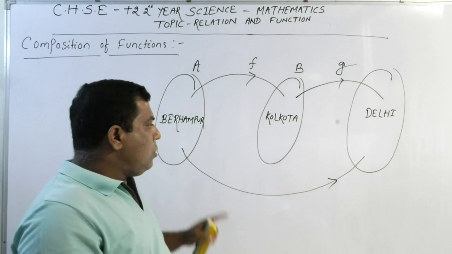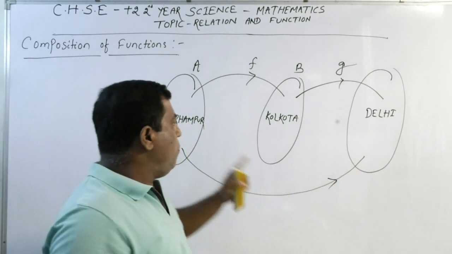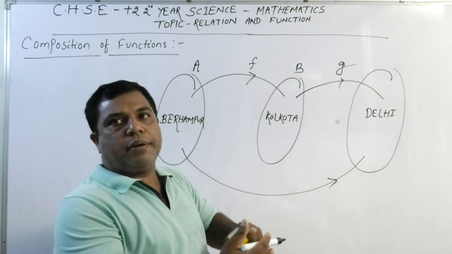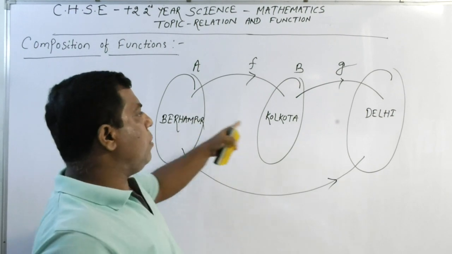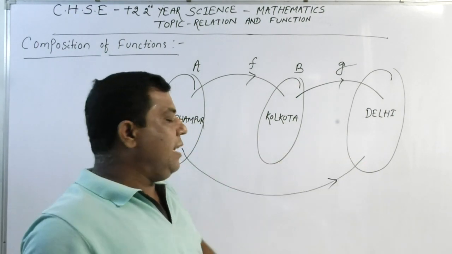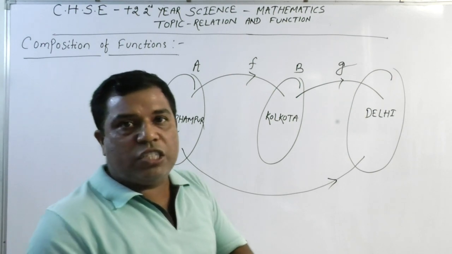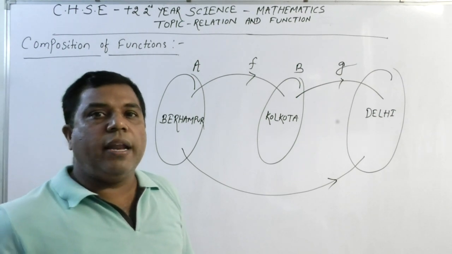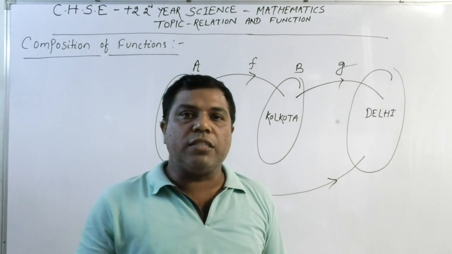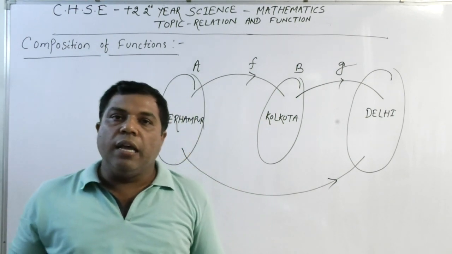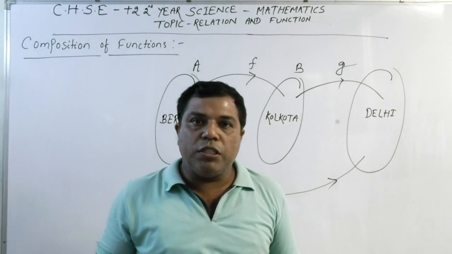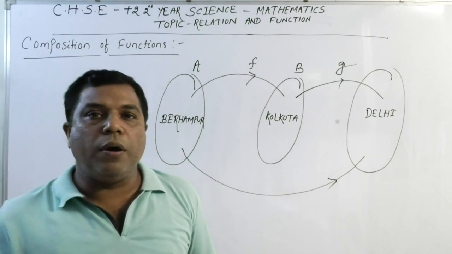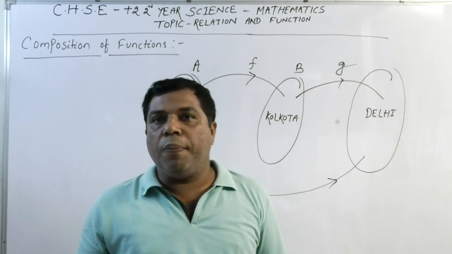So the total journey of Berhampur to Delhi is now a mixture of two journeys, from Berhampur to Kolkata and Kolkata to Delhi. Yes or no? So this mixture, this way to cover the whole journey, is called composition. So my dear students, composition means what? Composition means mixing of some functions to create a new function. Okay, that is the meaning of composition.